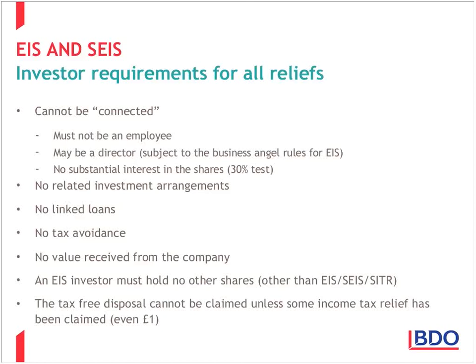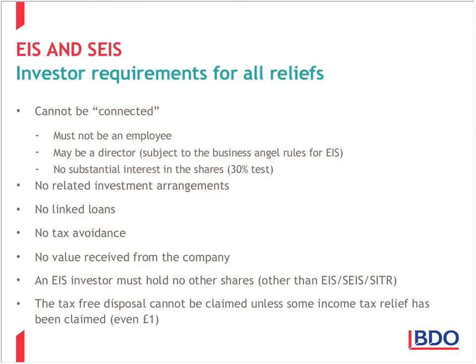So the rules say you can't be connected, which means you mustn't be an employee. You may be a director for a CDIS investor, and also for an EIS investor, provided you meet the so-called business angel rules, which mean broadly that if you subscribe for shares first and then become a paid director subsequently, then that's okay. Also, you mustn't have a substantial interest in the shares, which is a 30% test, and that applies to the individual and their associates. They mustn't have more than 30% of the nominal value of the share capital, mustn't have more than 30% of the votes or of the assets on a winding up.